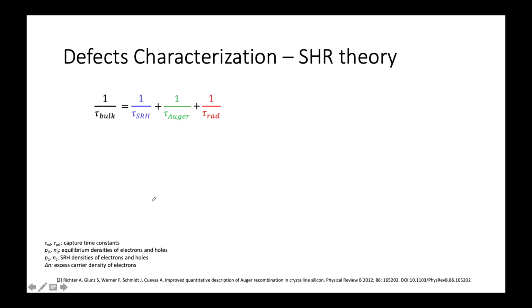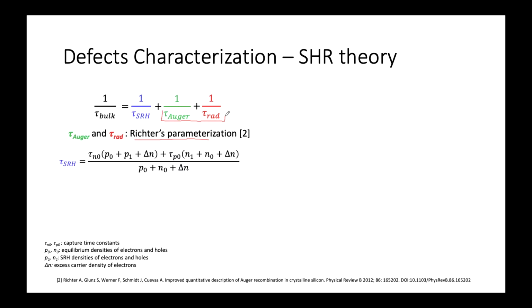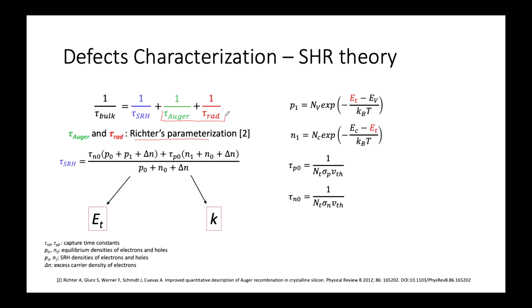Now, the main focus of this project is the defect characterization in the bulk of crystalline silicon solar cells. So, here we have the different recombination mechanisms that happen within the bulk of the material. By using the richer parametrization proposed for crystalline silicon, we will calculate the intrinsic contribution. And then, by using the very well-established Shockley-Read-Hall theory, we can extract important parameters of the defect level, such as its energy and its capture cross-section.